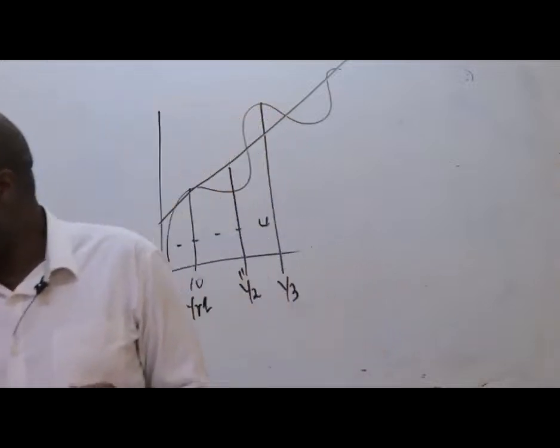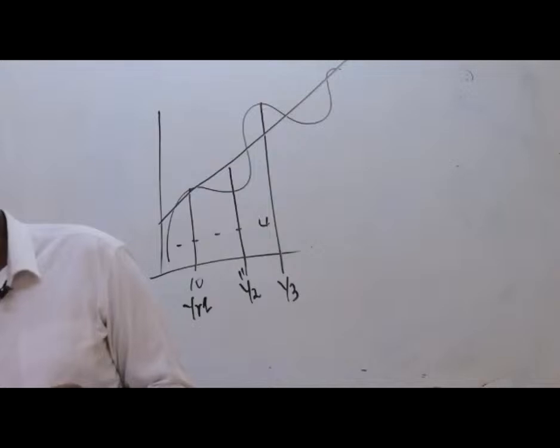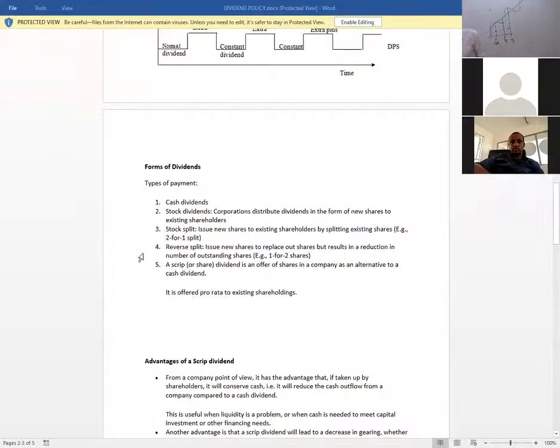Ladies and gentlemen, the other way that you could decide to reward your people, and this number 5 is very common, is a scrip or a share dividend. It is an offer of shares in a company as an alternative to cash dividend. This is very important because under scrip, we are issuing out what we call bonus shares.